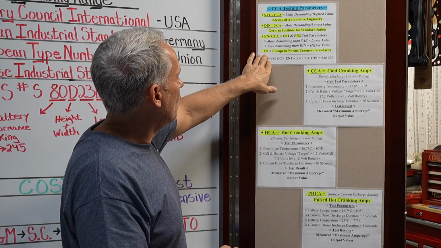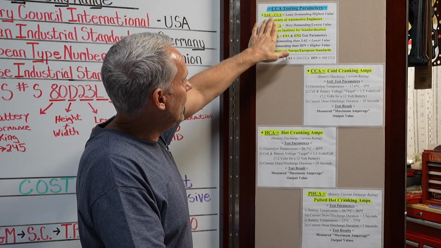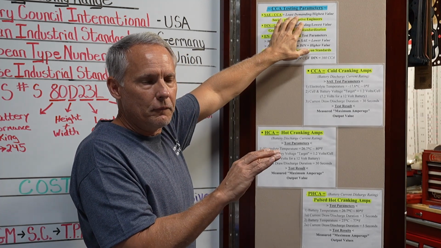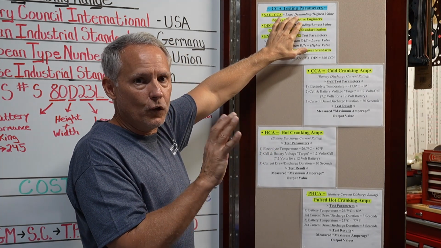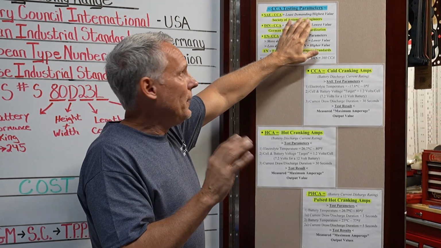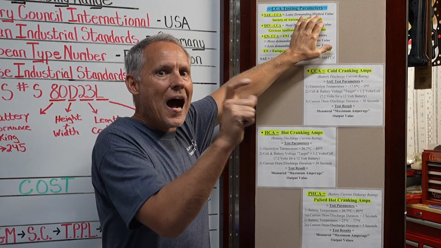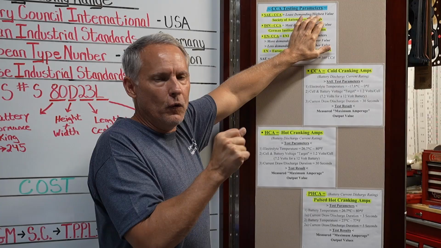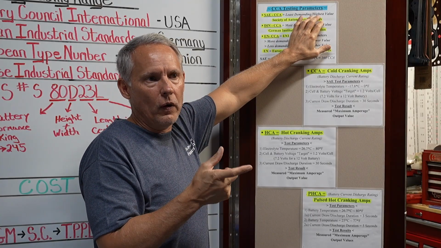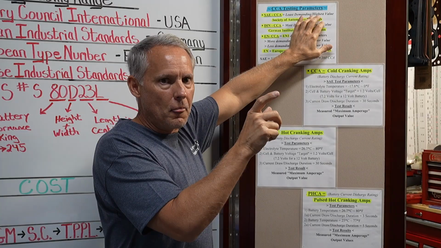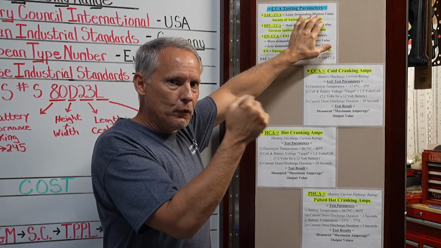So once again, what are they? SAE is the Society of Automotive Engineers. That is the least demanding cold cranking amp test there is. So what does that mean to you? It means that if you see a CCA rating that's an SAE rating, it will be a higher number than if it was a DIN, an EN, or even a JIS rating. The SAE rating is going to be a higher number. Like I said, I want you to compare apples to apples here.